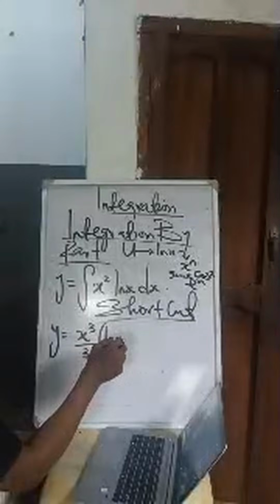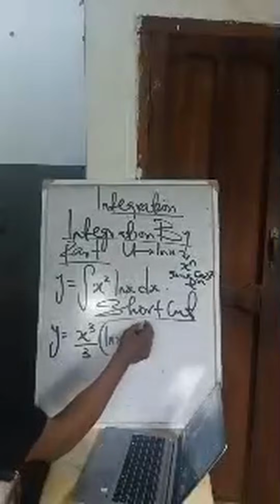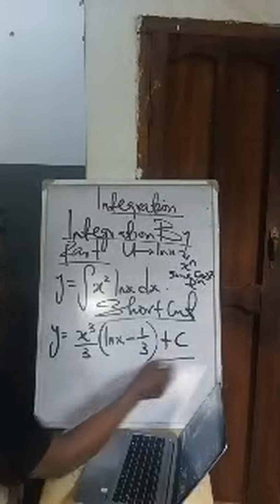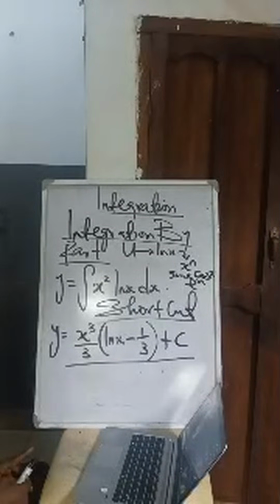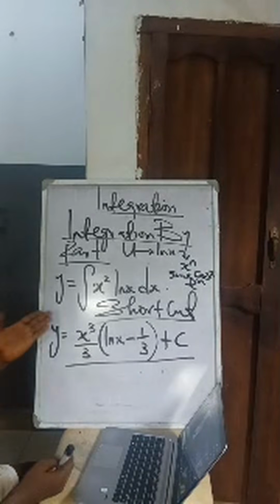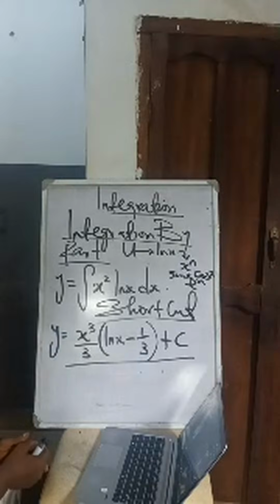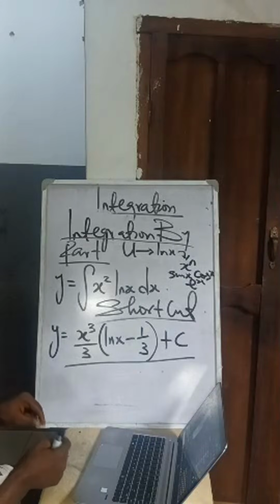Yes, s cubed all over 3. So open bracket in x minus 1 over 3 plus c. What a beautiful answer. What a sweet answer. I know you love it. This is the shortcut. But if you don't understand, just hold on.